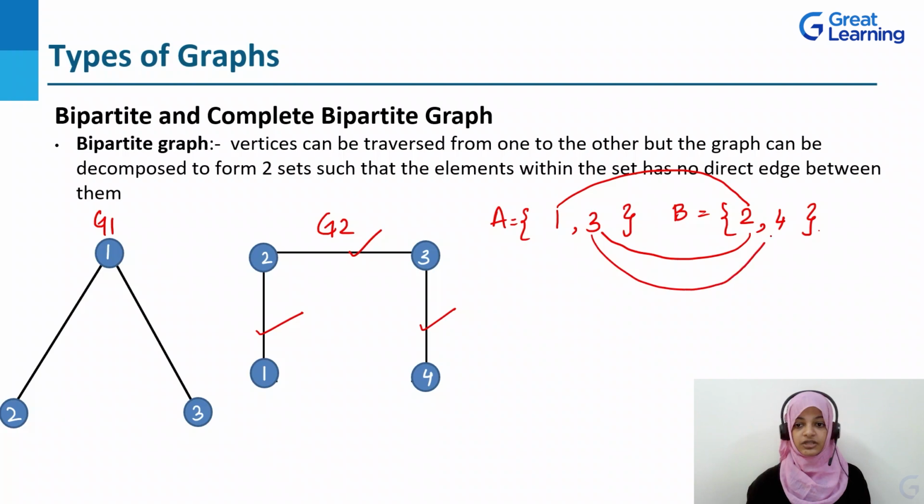This is again cross set. As you can see, we have no direct edges between vertex 1 and vertex 3, which are a part of the exact same set. And similarly, we have no connectivity, direct edge that is, between vertex 2 and vertex 4, which is again a part of the same set. This means that this particular graph is a bipartite graph because we are able to traverse from vertex 1 to any of the other vertices, but there are no direct edges within the decomposed set of vertices. Right? So this is how bipartite graphs are actually created.